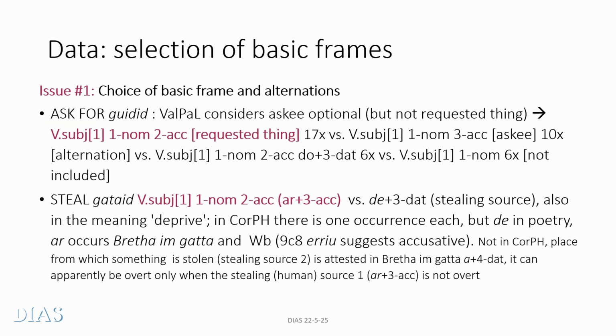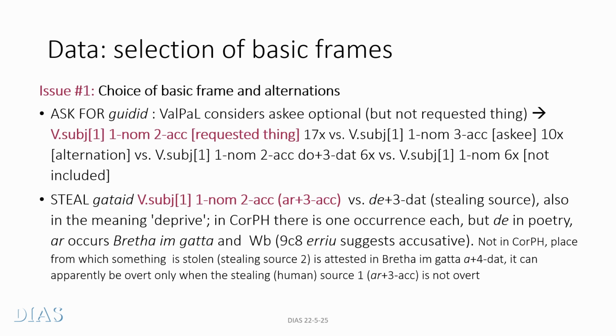So the selection of the frames: for each verb the database has a basic construction, as we have seen for loscaid, for example, the transitive construction, and then the alternation. So how do we choose the basic frame? Sometimes there are problems. For guidid, the most frequent construction is without the ASK. Well, ASK is the conventional name in the database for the person you ask for something. And so the construction with two arguments was chosen as the basic one, and the construction with the ASK, whether promoted to direct object or with do and dative, are included in the alternation, so the alternative constructions.